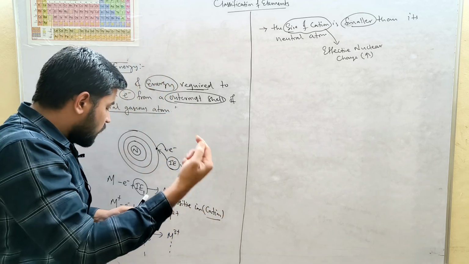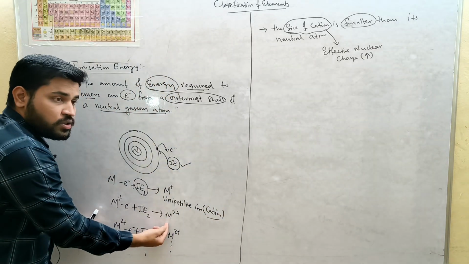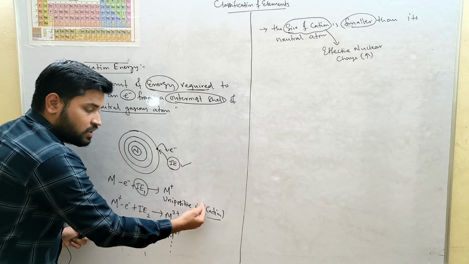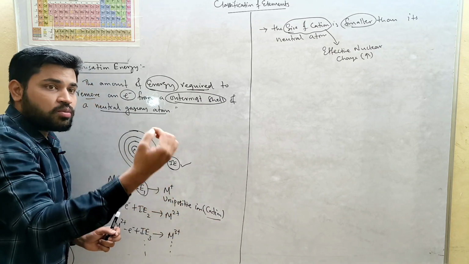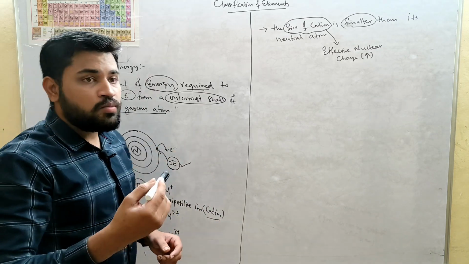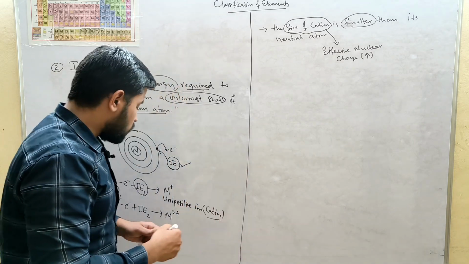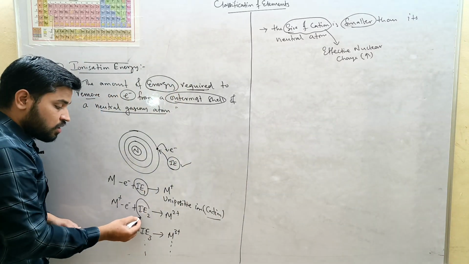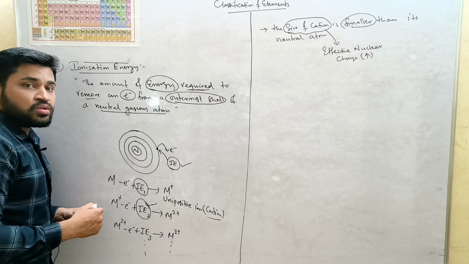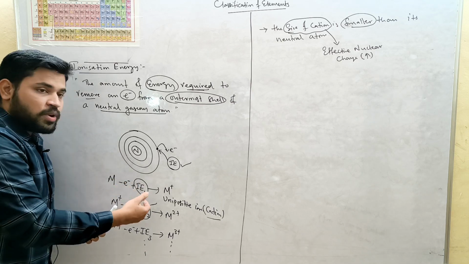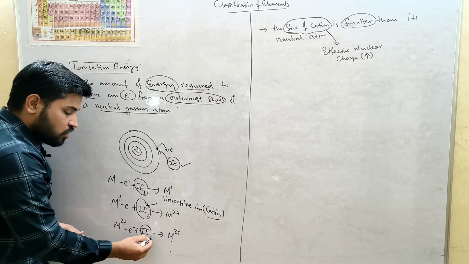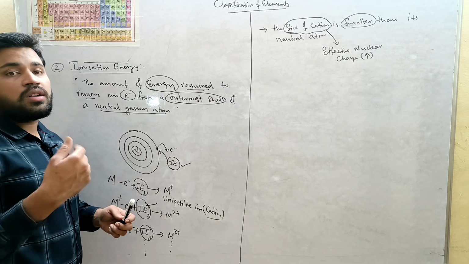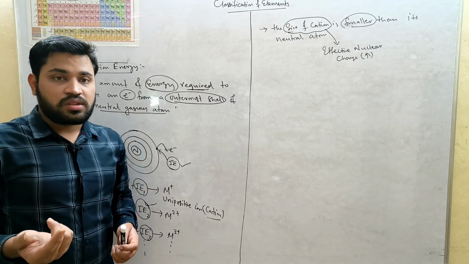So to remove an electron from this unipositive ion, or from this cation, you again want to remove an electron, so you have to apply more energy. That means you have to apply more energy to remove another electron. To remove the second electron, you have to apply more energy. Similarly, to remove the third electron, again you have to increase your energies. Are you getting my point?